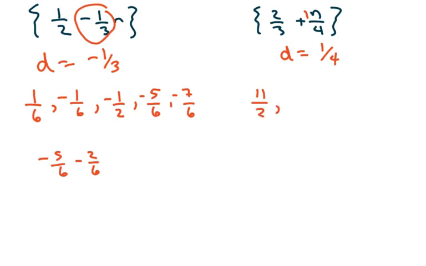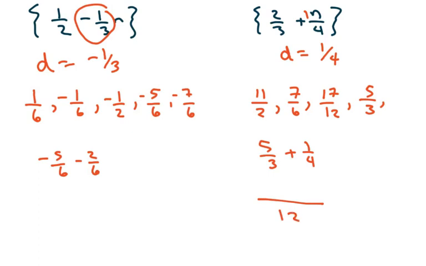Second term is going to be 7/6. Third term is going to be 17/12. The fourth term is 5/3, and I forgot to do the fifth. So the fifth term is going to be 5/3 plus 1/4. My common denominator is 12, so it's just going to be 20 plus 3, so that's going to be 23/12.